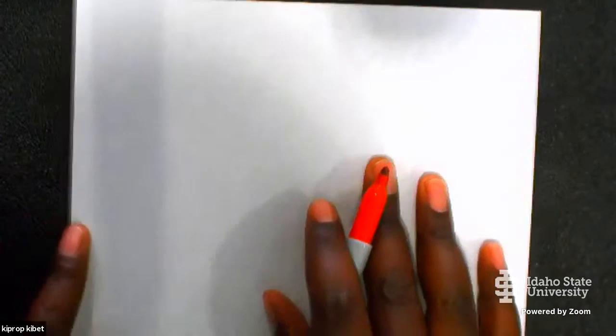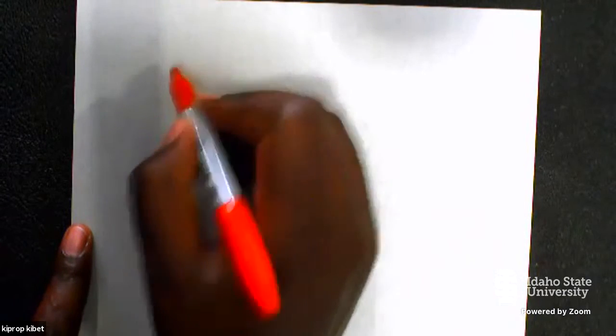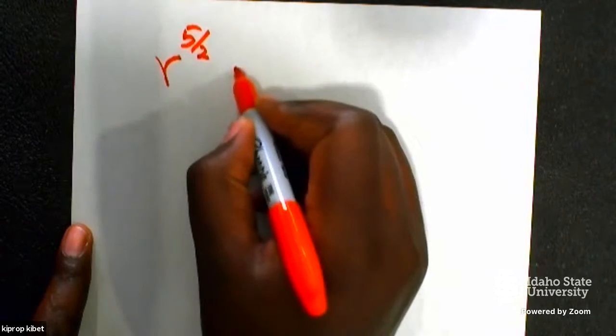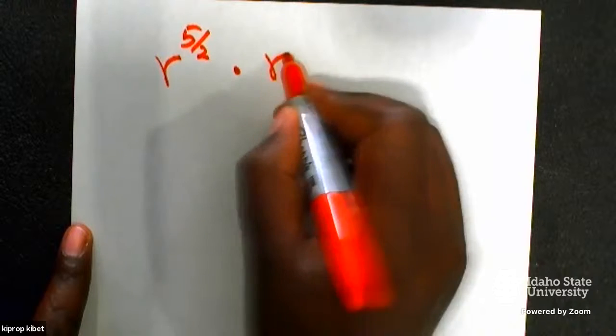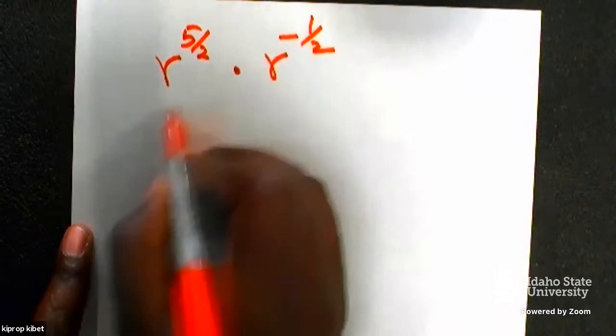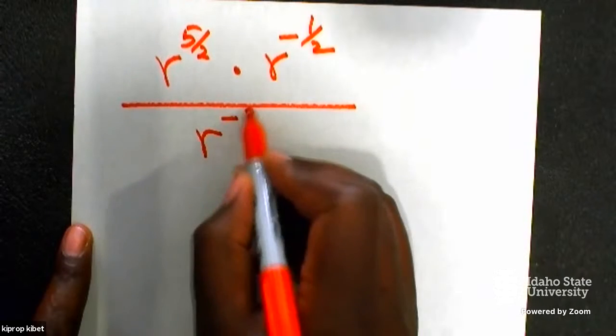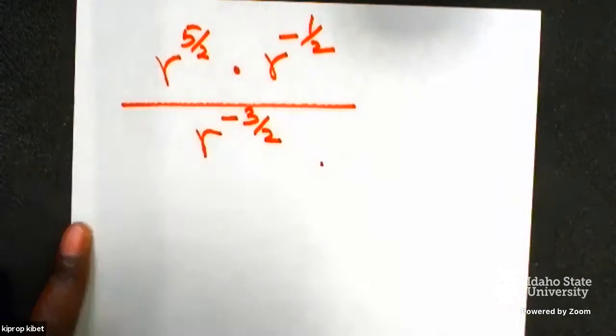The second last example. Simplify r raised to 5 all over 2 multiplied by r raised to minus 1 all over 2, divided by r raised to minus 3 all over 2.